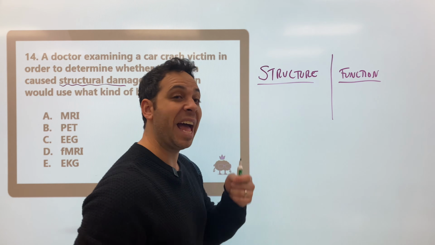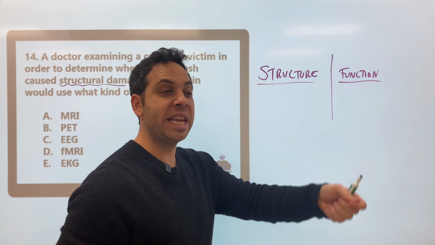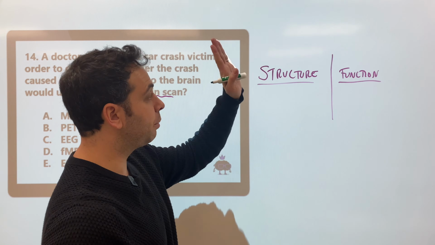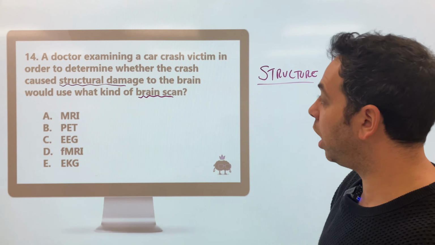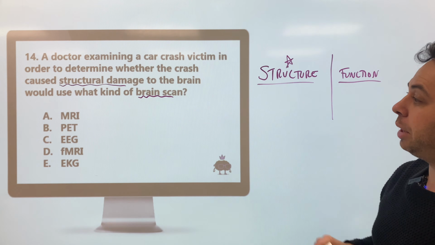Function is really about activity, right? Is something working? Is my prefrontal cortex having activity? If I have Alzheimer's, am I having activity? So it's really what something looks like versus the amount of activity. All right, does this lead us to our right answer? Well, we're looking for structure. So if it's not in the structure box, it can't be our answer.